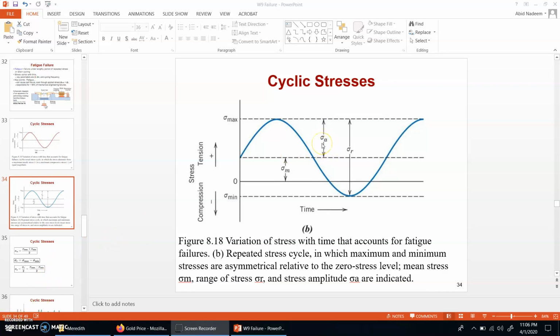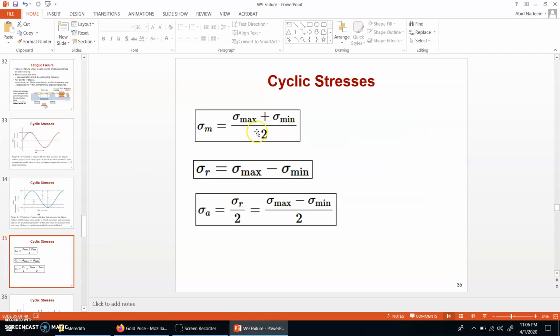So this is the stress amplitude, which is basically half the value of this stress range. And corresponding to these values, we can write the following equations. So the mean value is sigma max plus sigma minimum divided by 2. Okay, remember that. And then sigma r, the range, is sigma max minus sigma minimum, and stress amplitude is equal to sigma r divided by 2, or in terms of sigma max minus sigma minimum divided by 2.